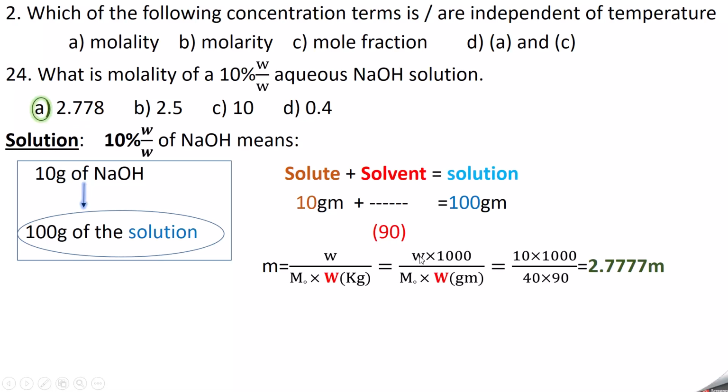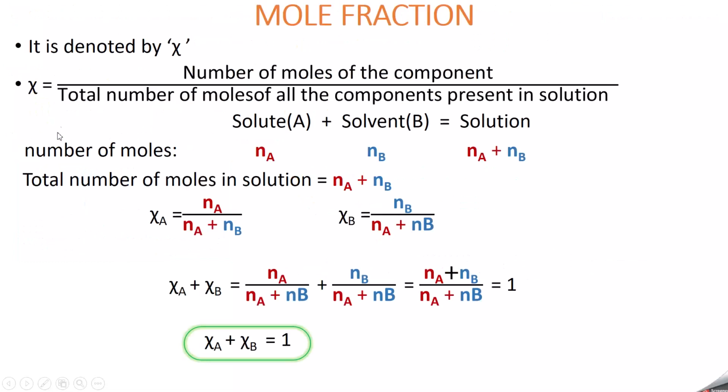Substitute here. Weight of the solute is 10 gram, into 1000, divided by 40, the molecular weight, because sodium hydroxide is the solute. Sodium 23, oxygen 16, hydrogen 1. When you add, you get 40 as the molecular weight. Into 90, the weight of the solvent. When you simplify, you get 2.777, and when you round off, you get 2.778. So A is the correct answer.